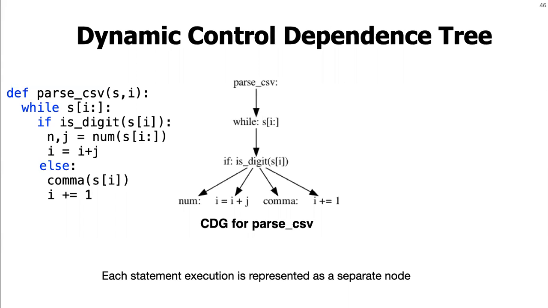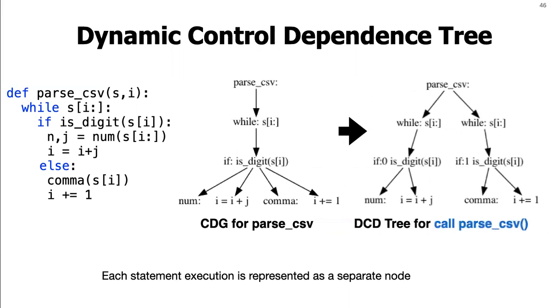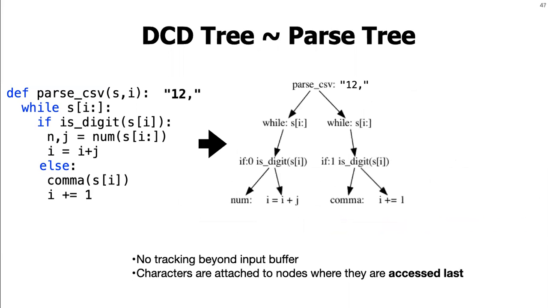A dynamic control dependence tree is similar to a control dependence graph, except that we use statement executions. Essentially, each executed statement in a program is a node in the tree. And each statement execution is control dependent on the statement that caused it to execute. And to this tree, we attach input characters. Each input character is attached to a leaf node that accessed it last. And this makes the dynamic control dependence tree a parse tree.